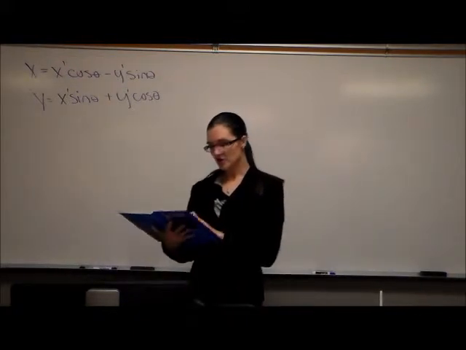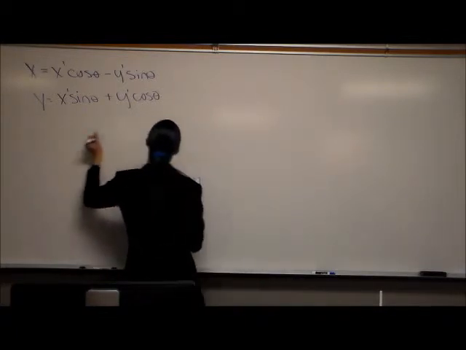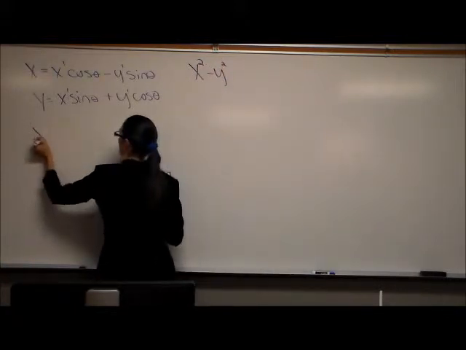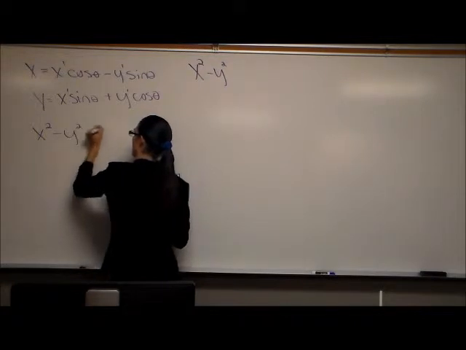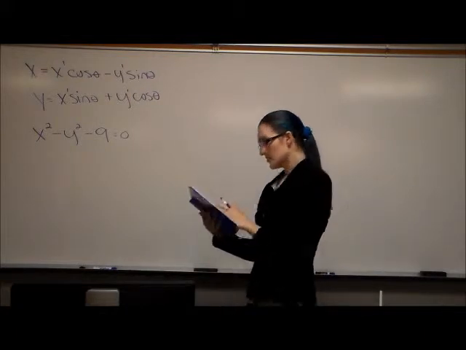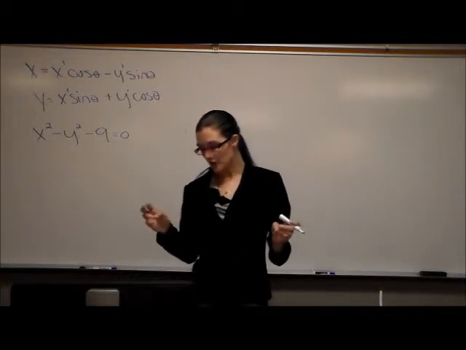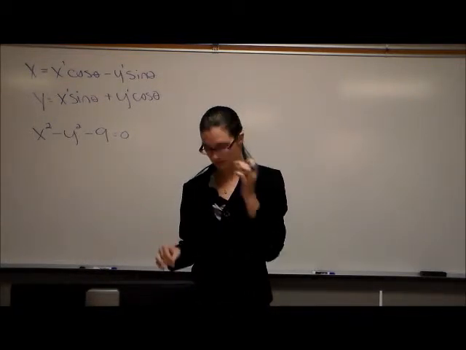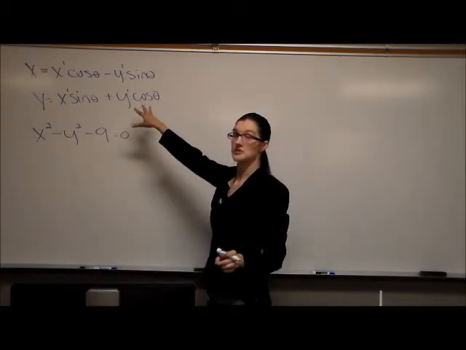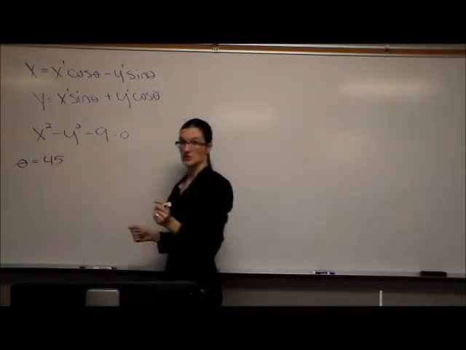So for example 1, transform the equation x squared minus y squared minus 9 equals 0. Actually, I'm going to do that down here so I have more room. They want you to transform that equation by rotating the axes by 45 degrees. So with theta equals 45, we're going to take these sine and cosine functions. We know that theta equals 45 because they told us that in the question.